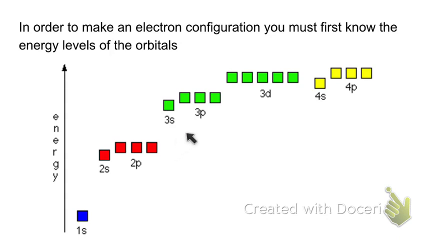I do want you to notice something though. What do we notice about the 4s energy level? Yes. So the fourth energy level, the s orbital, has slightly less energy than the d orbitals in the third energy level, which means this will actually fill before these fill.